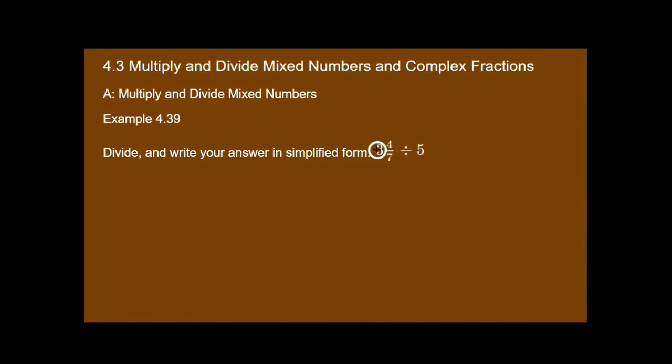7 times 3 is 21, plus 4 is 25. And then we keep the same denominator, which is 7, divided by 5. Okay, and then I'm going to change the 5 into a fraction. So 25 over 7 divided by 5 over 1. And now remember, when we're dividing by a fraction, we actually multiply by the reciprocal. So the first one stays the same, 25 over 7. But we're going to multiply times the reciprocal of 5 over 1, which is 1 over 5.